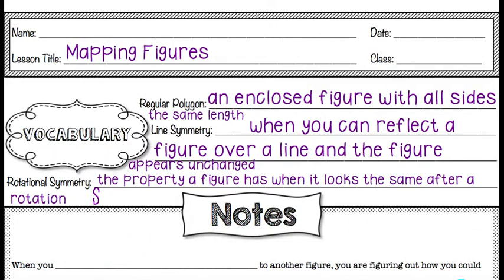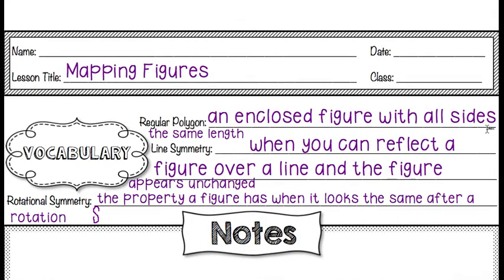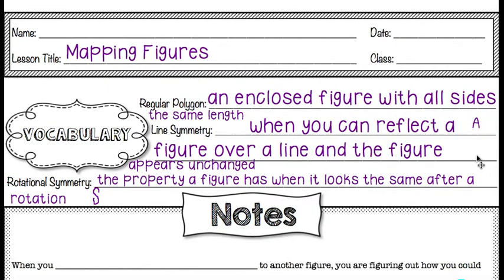Another example of line symmetry would be the letter A. The letter A can be cut in half and it looks the same on both sides. That means that it has line symmetry. So I could reflect A over this line and it would look exactly the same. It would appear unchanged.